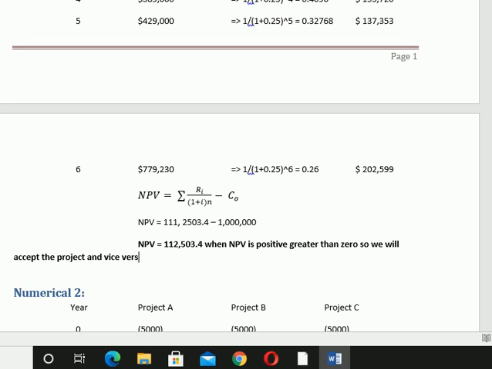So in this case we will accept the project. Why? The reason is that when we calculate the NPV at the 25% discount rate, our NPV becomes positive. That's why we will accept the project. So I hope you got this concept, dear students.